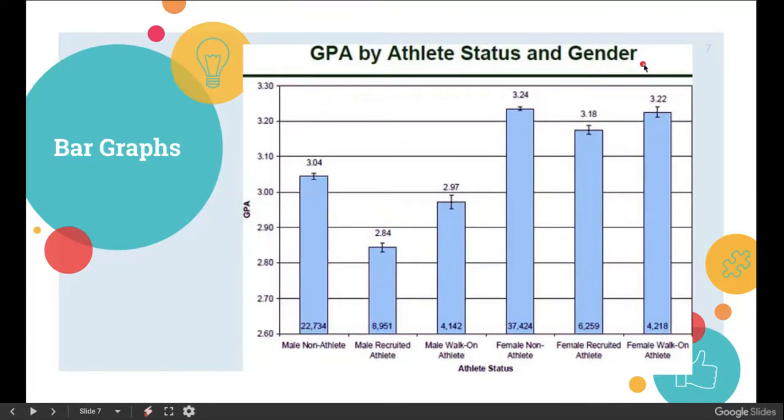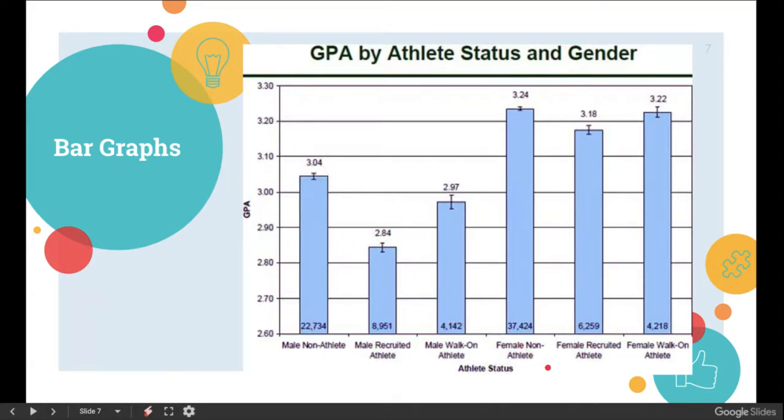So this graph, a bar graph, just like the line graph, has information on the vertical and information on the horizontal axis. If we look here, the GPA range is from 2.6 to 3.3. The bars show you not only what the average GPA was of those people, but it also shows you right down here the number of people that fill up that graph.